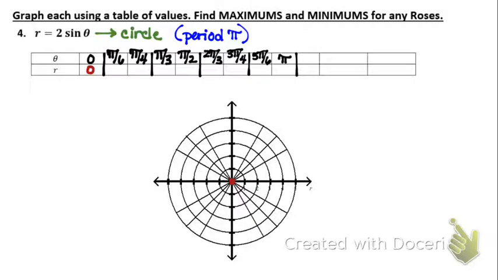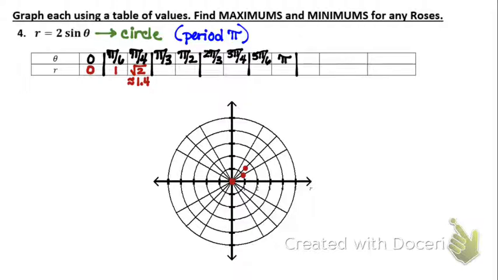What about pi over 6? What's our output? What'd you say? I got 1 precisely. Because what's the sine of pi over 6? 1/2. 2 times 1/2 is 1. Pi over 4. 1.4. This one comes out to be exactly the square root of 2, which is about 1.4. So right about here.